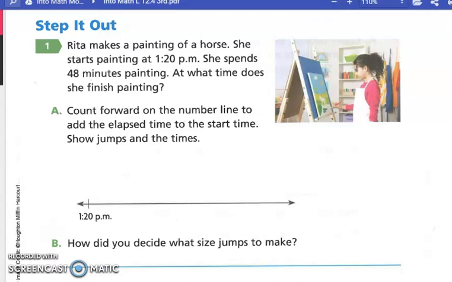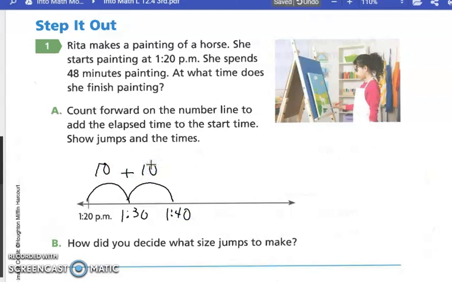Okay, so what time increment should we count forward by? 5s? Could we do 10s? Yeah. Since we have 48 minutes? Yeah. Let's try 10s this first time. So if I jump from 1:20 and I make a jump, what time is that going to be? 1:20 plus 10 minutes. 1:30. Okay. And if I jump 10 more minutes, what's that going to be? 1:40. Now we better put our 10s up here, right? With our addition sign.